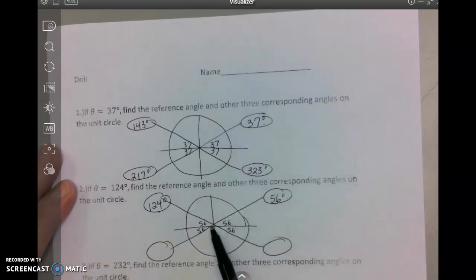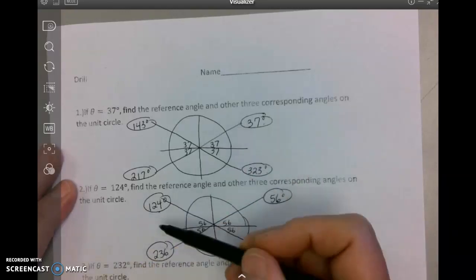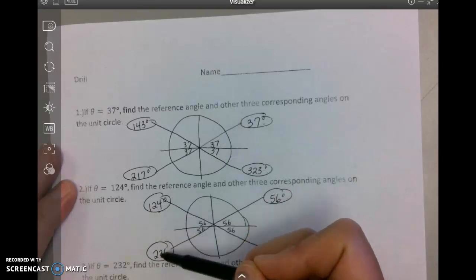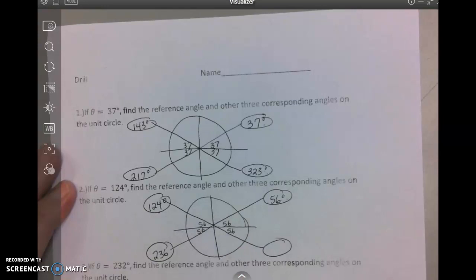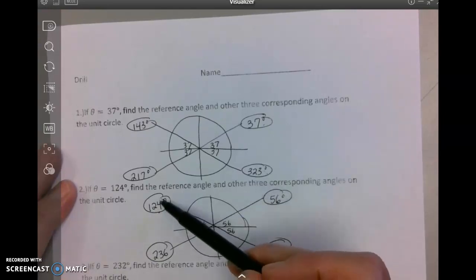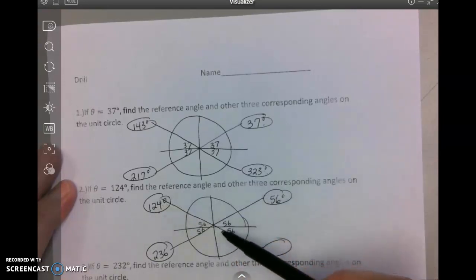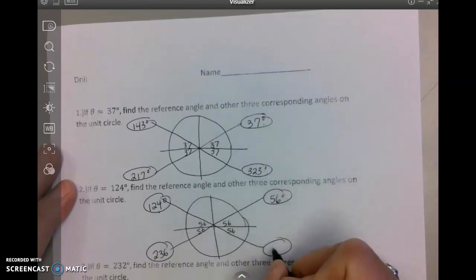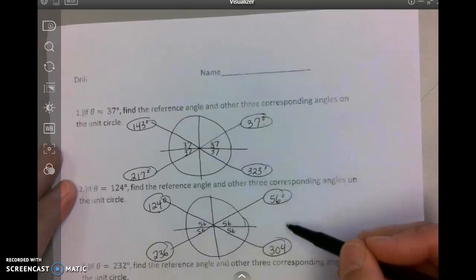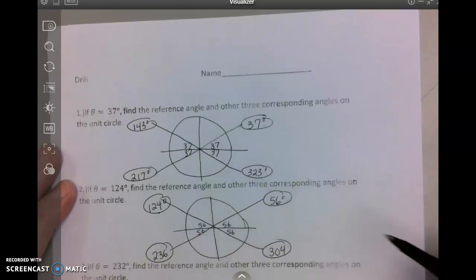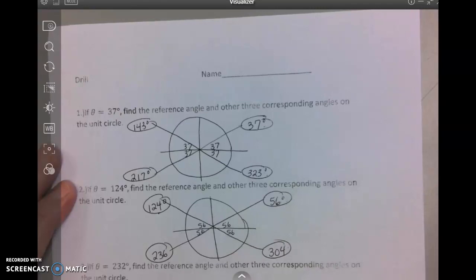The reference angle is always the quadrant 1 angle. This right here, I can add 180, and I get 236. Or I can remember that these add to 360, so 360 minus 124 is also 236. I can remember that this is 180, add 180, and I get 304. Or I can think of the fact that these two add to 360, 360 minus the 56. So there's several ways to find them.